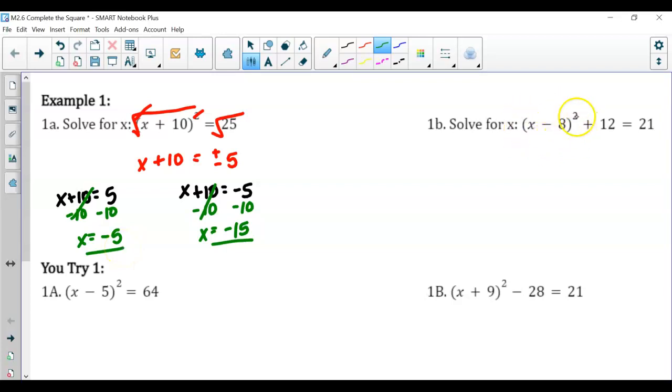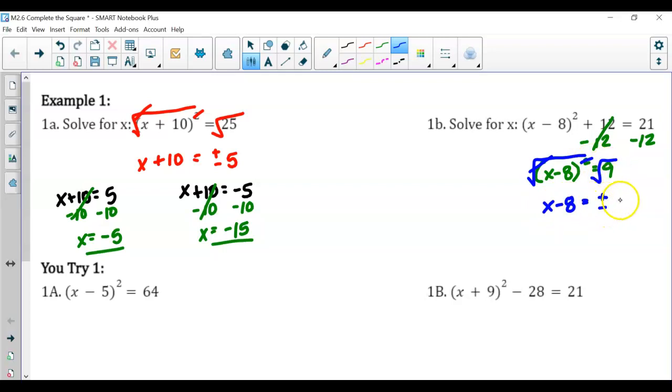Now here, same thing, but we do have a value outside of our parentheses. We are adding 12. So we need to first subtract 12 from both sides. Now we can bring down x minus 8 squared is equal to 9. Now we can take the square root to get rid of our exponent here, which brings down x minus 8, now equal to the square root of 9, positive and negative 3.